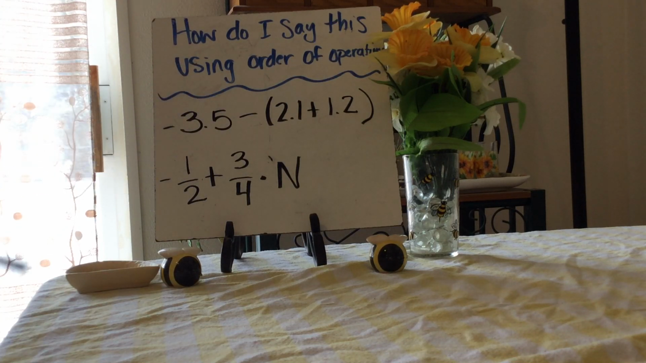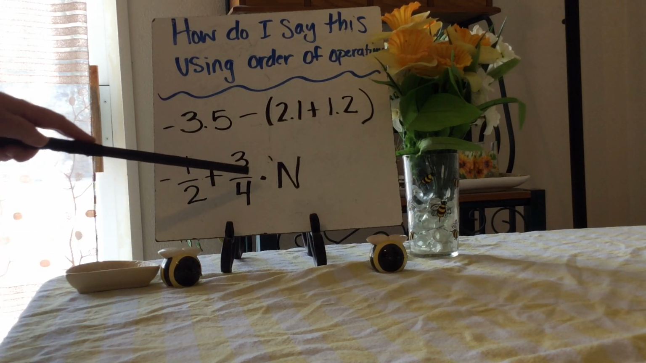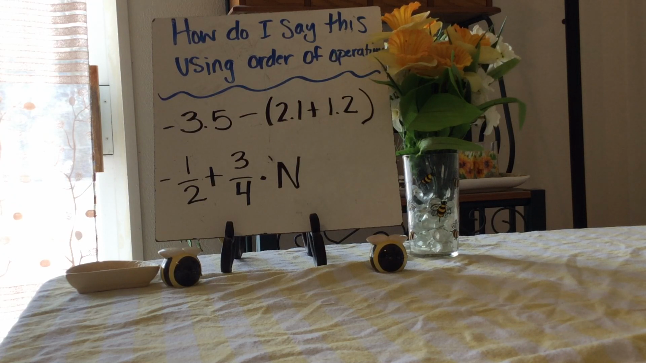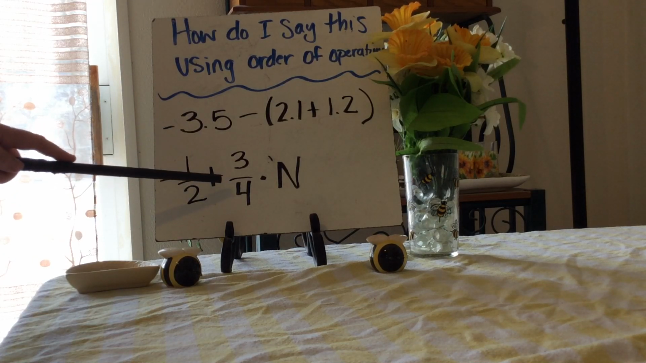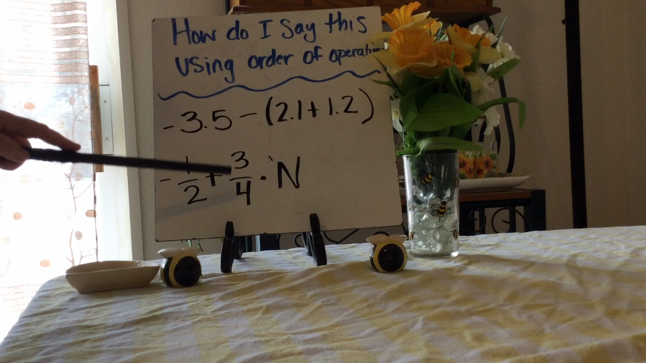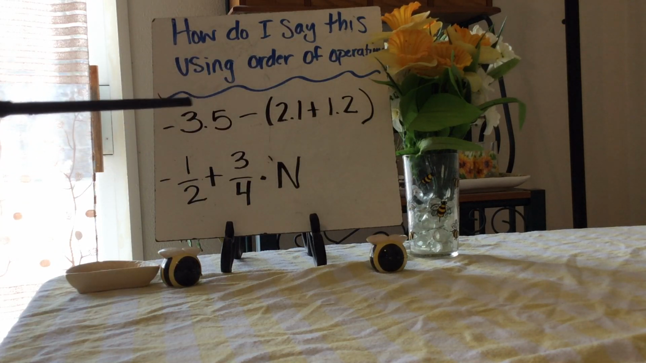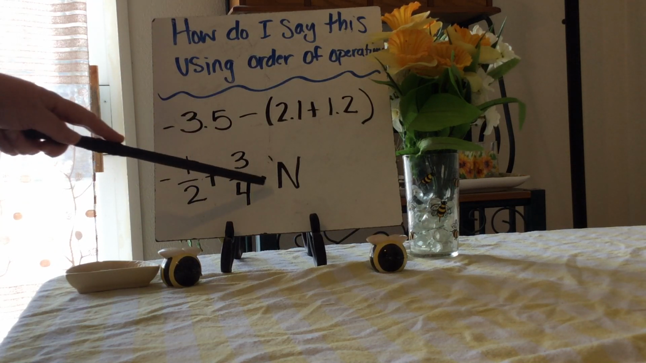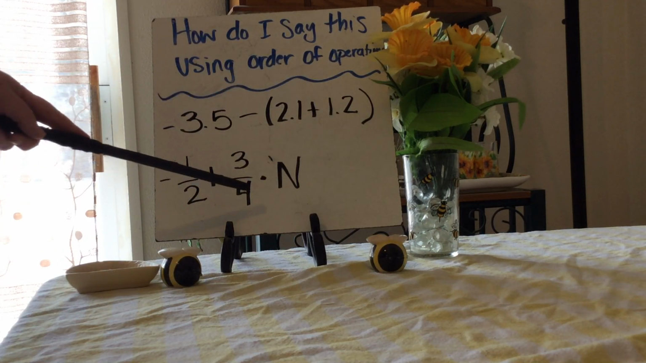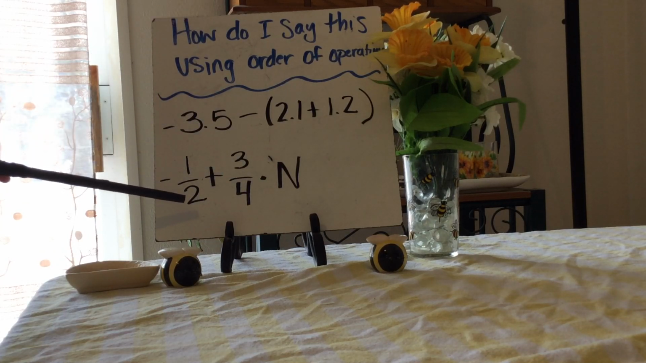And let's try this next one. It says 1/2 plus 3/4 times n. Think about that for a minute. How would I say that? Well, let's think about which operation goes first. Am I going to add 1/2 plus 3/4? Or am I going to multiply 3/4 times n? N being a number, I can include any number. If you said 3/4 times n, you're correct, because multiplying and dividing comes before addition and subtraction when we're using order of operations.